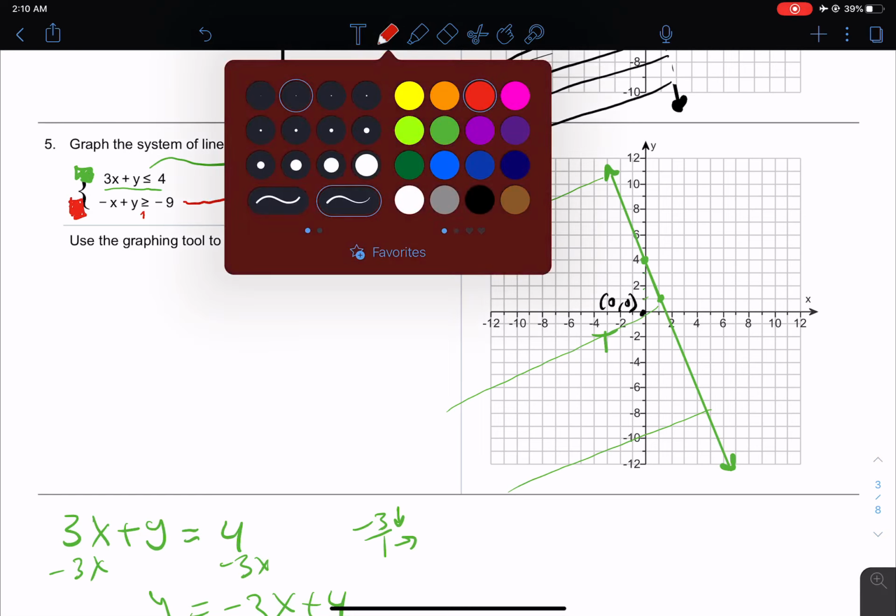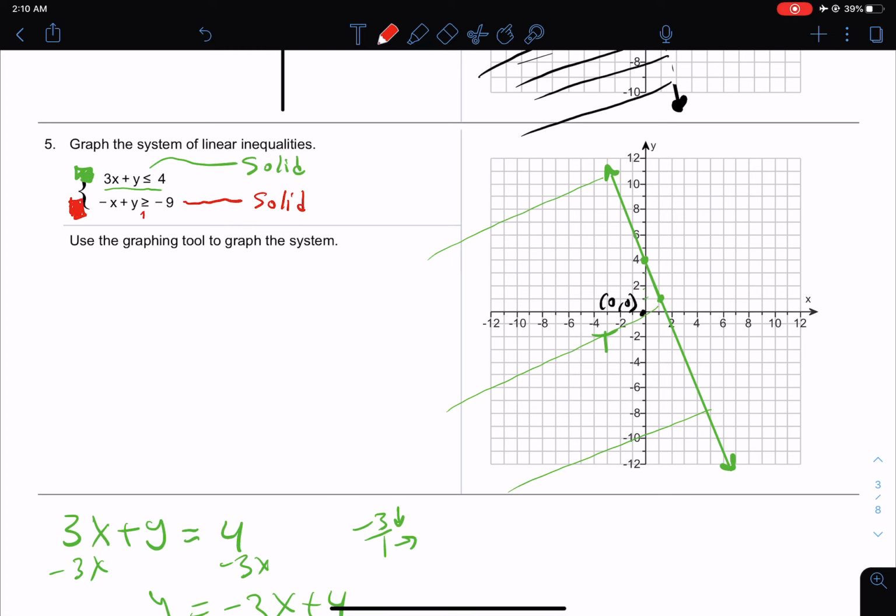I'll do the red one in red, and I think I'll be able to squeeze that right up here, and we'll go ahead and say negative x plus y equals negative 9. Negative x plus y equals negative 9. I'm going to add x to both sides. I get y equals x minus 9.